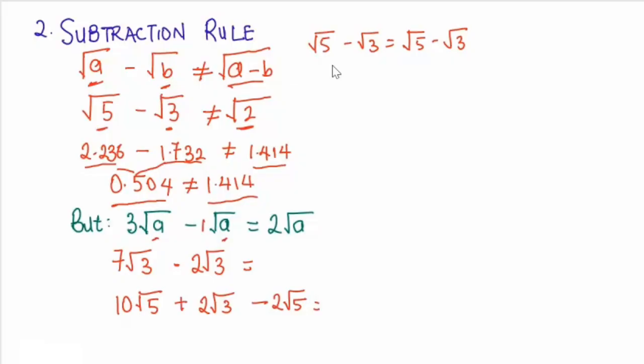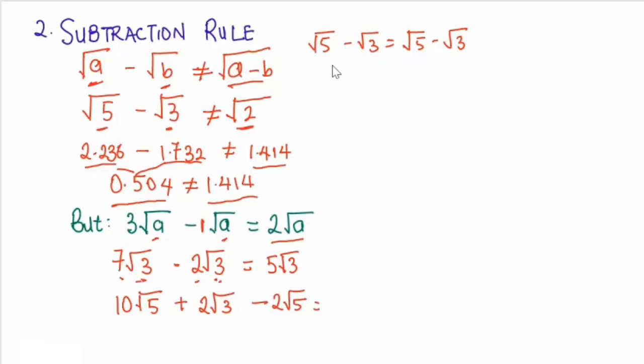Now there's an invisible one at this point. So 3 minus 1 will give us 2 root A. Now, if you look at the example right here, we have 7 root 3 minus 2 root 3. Now, 7 minus 2 gives us 5. So that will be 5 root 3. So just like 7 mangoes minus 2 mangoes, this will end up giving us 5 mangoes.